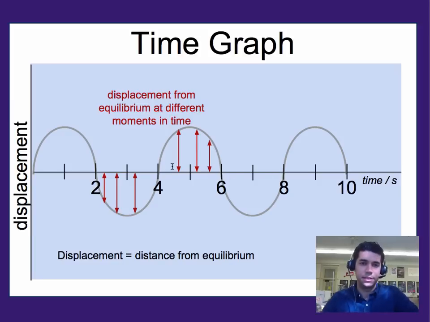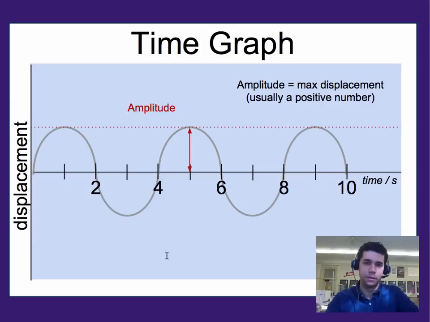Now, displacement is the distance from equilibrium at different moments in time. So at this moment in time, the displacement is represented by this arrow. Here, it's represented by this one, and here it's this one. So the displacement is constantly changing with time. If you imagine one thing, it would just be going up and down, up and down. So displacement is the distance from equilibrium.